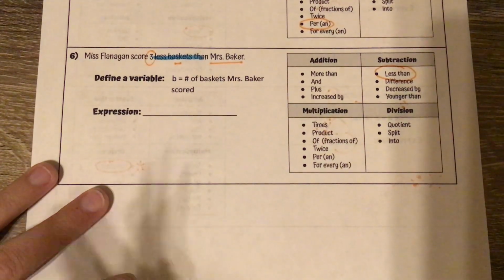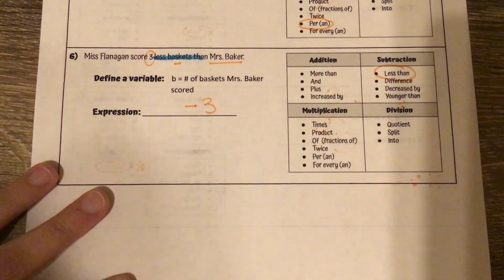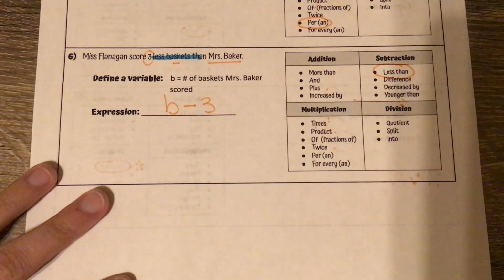Again, less than, more than, greater than comes after. So 3 less than means we are subtracting 3 from something. What are we subtracting it from? We're subtracting it from B, the amount that Mrs. Baker had.